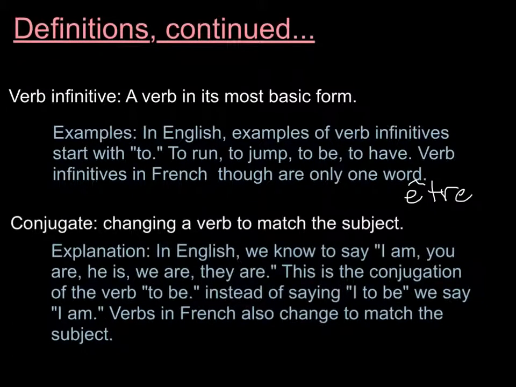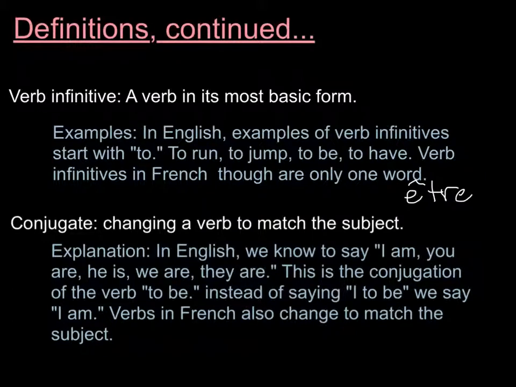So our next definition, and I believe our last definition, is conjugate. To conjugate a verb means to change it to match with the subject. So changing a verb to match the subject. So a little bit further in English, we know to say I am, you are, he is, we are, they are. This is the conjugation of the verb to be.